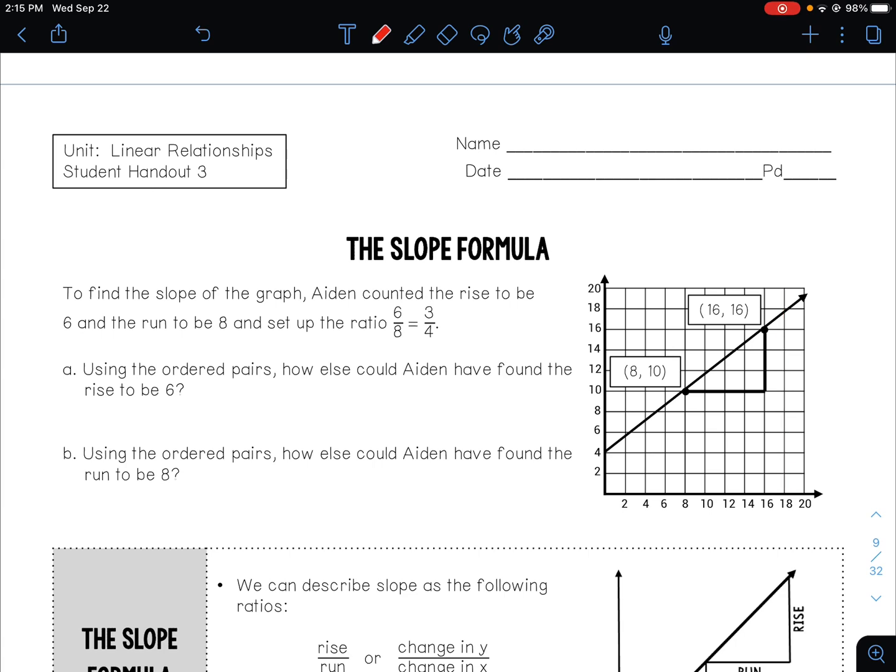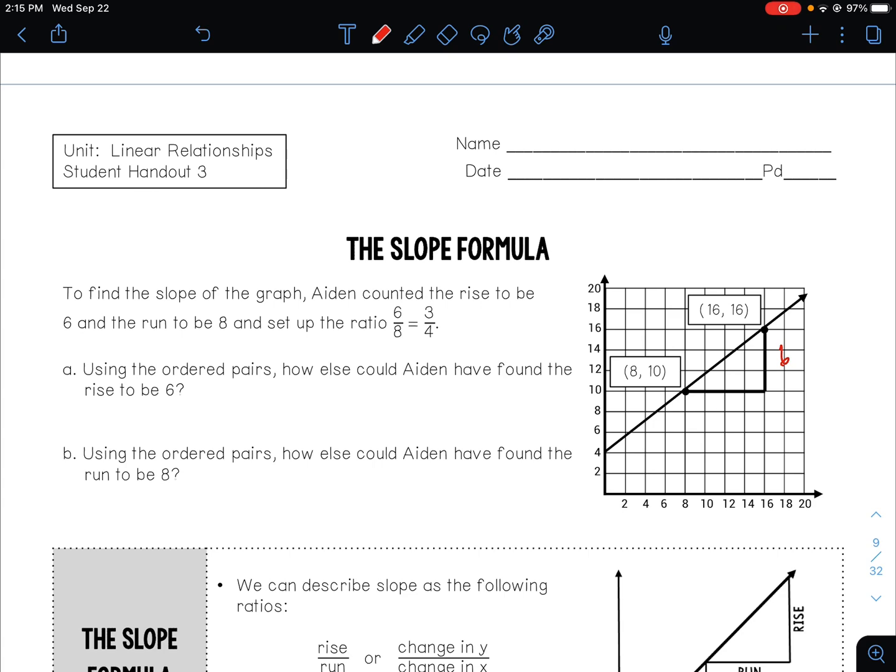So anyhow, let's read this first little story. To find the slope of a graph, Aiden counted the rise to be 6 and the run to be 8, and set up the ratio 6 over 8 equals 3 over 4. So he made a right triangle over here. He found that the rise was 6. And you may be thinking, isn't that 3?